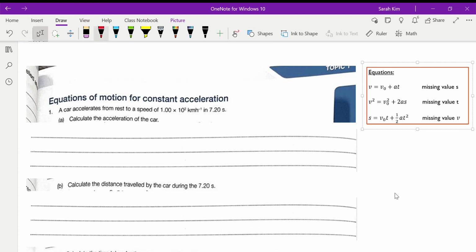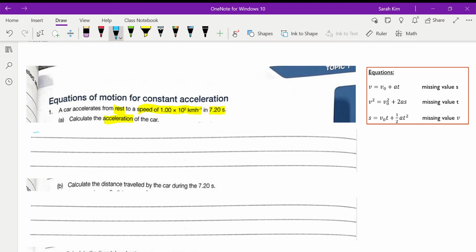Alright, for this question, you have to figure out the acceleration of the car when the car accelerates from rest, that's a fact, to a speed of 1 times 10 to the power of 2 kilometers per hour in 7.2 seconds. So all these ones I've highlighted are facts. Acceleration is obviously what we're trying to find.